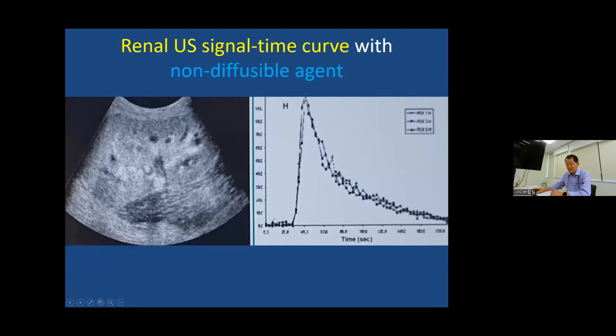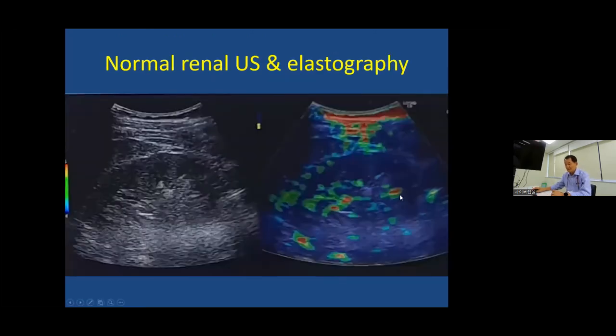Using some contrast agent, they can make a so-called time and echogenicity curve, and normally it goes arterial fast, then drains. Okay, and there's also elastography. Ultrasound can show colorful images based on elasticity. This was developed initially for the evaluation of hepatic fibrosis to prevent further progress to hepatic cirrhosis, but now it is also applied in renal fibrosis.